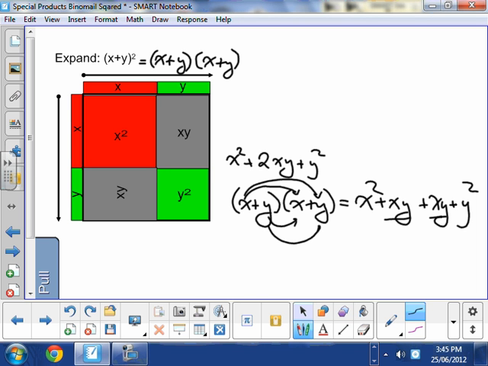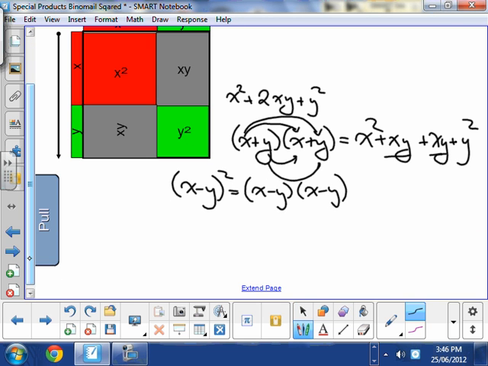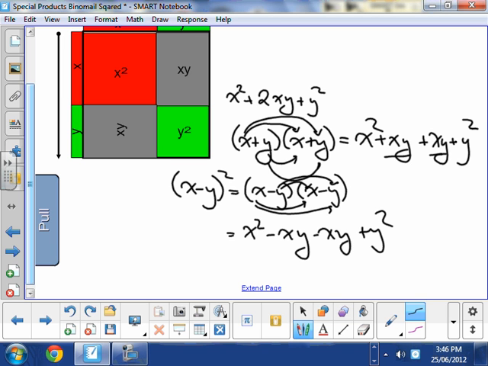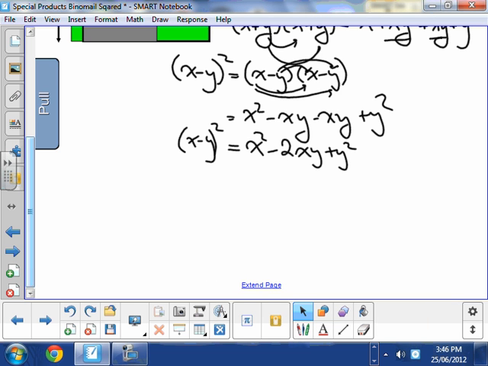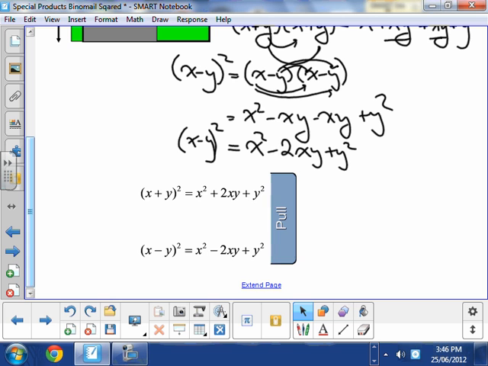Now, once I have that, can I do the same thing to get x minus y everything squared? My approach should be absolutely the same. x minus y times x minus y. Minus xy here, and minus xy there, and plus y squared. There you go. So x squared minus 2xy plus y squared. Okay, so here you go. You have a summary of these two formulas right here for you.